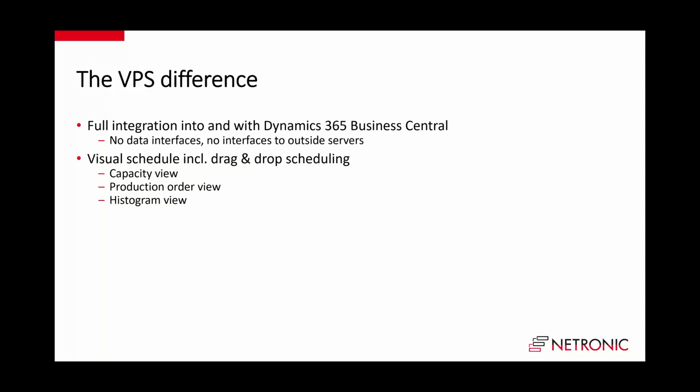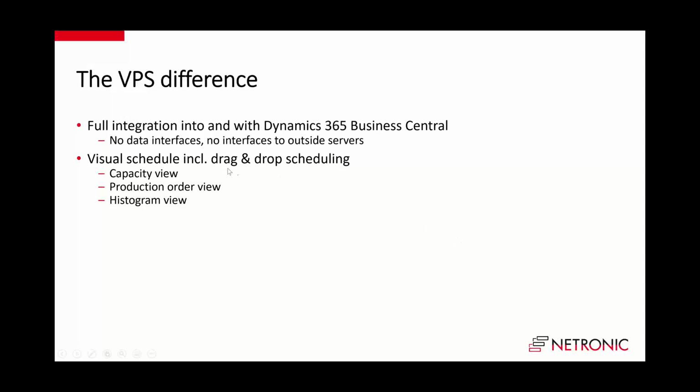Then, of course, it gives you a visualization, and it gives you a visualization in three ways. It gives you a view on your capacity utilization. It gives you a view on your production orders and where they are. And it gives you a histogram view, which shows your capacity load chart in one glance.